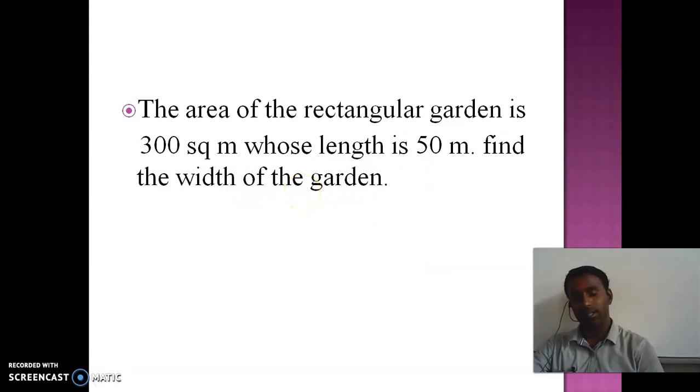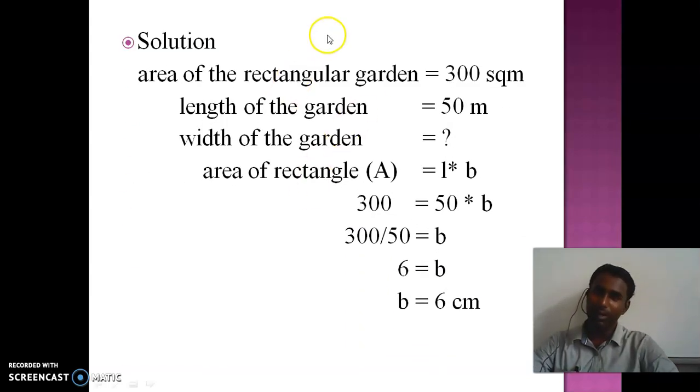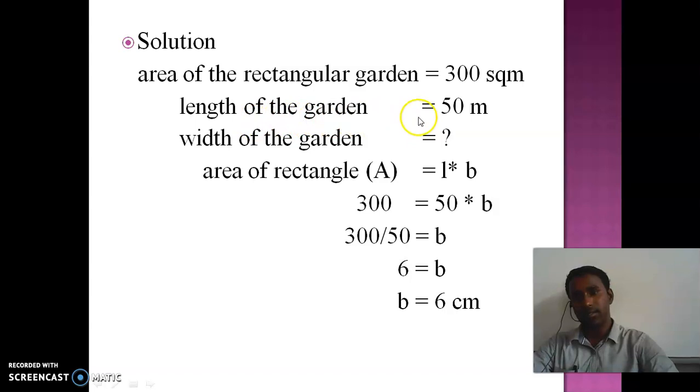Okay, in this problem how to solve? First we need to identify what kind of shape. Next, what is the formula for that, and we have to apply it. So here the area of the rectangular garden is equal to 300 square meter. The length of the garden is 50 meter. So the width of the garden is equal to question mark, that means we need to find.